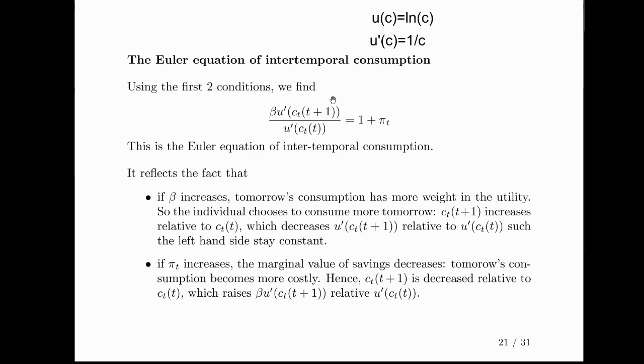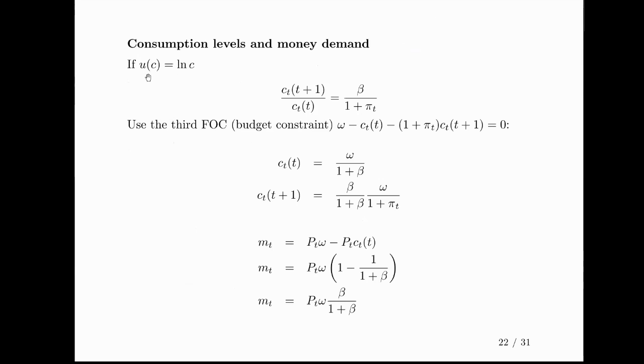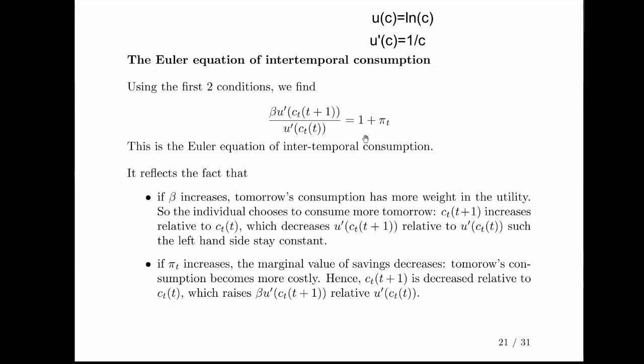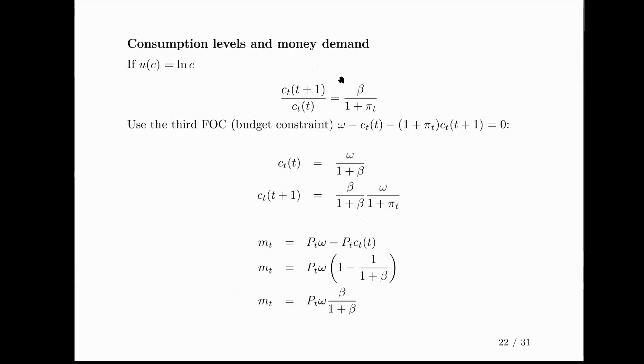So then we can just substitute u prime of c_t and u prime of c_{t+1}. What would this become? Then u prime of c_t will just be 1 over c_t, so I'm going to have c_t at the numerator, and u prime of c_{t+1} will be 1 over c_{t+1}, so I'm going to have c_{t+1} at the denominator. So that's what we're going to do next. Here we assume that u of c equals log of c, so I can simplify the previous relation to get this simpler form.